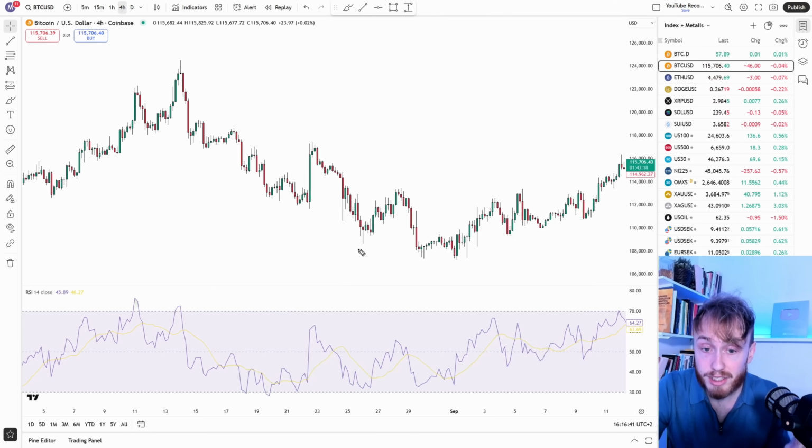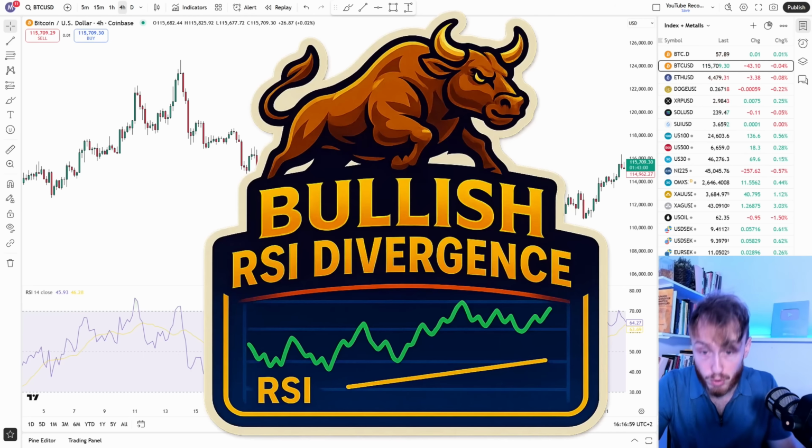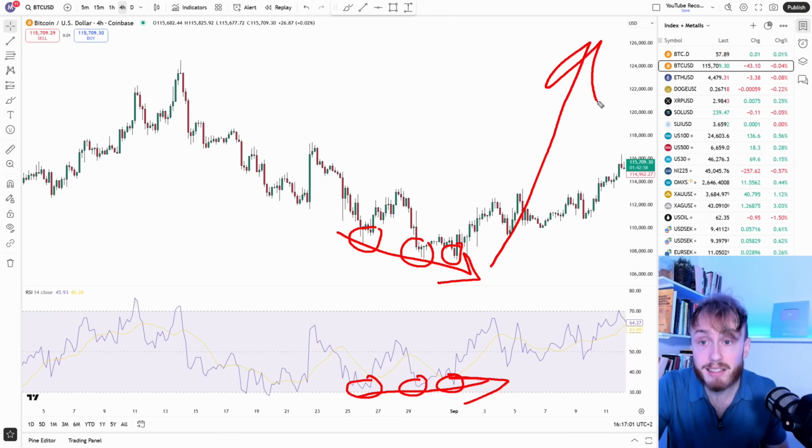And now, once again, if you look at the price right here, you can see that the price goes in one direction. We're printing consecutive lower lows. But if you look at the RSI, you can see that the RSI prints consecutive higher lows. This is the opposite of what we just recently talked about. This right here is what is known as a bullish divergence and indicates a reversal to the upside.